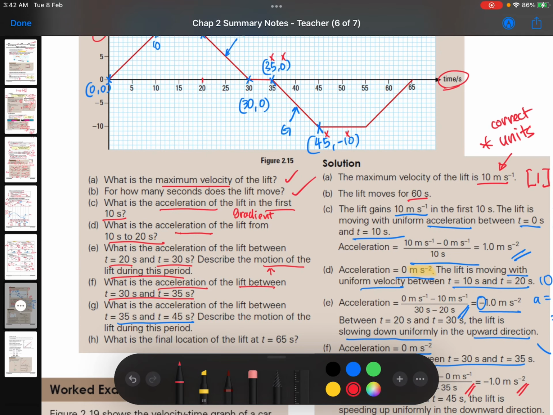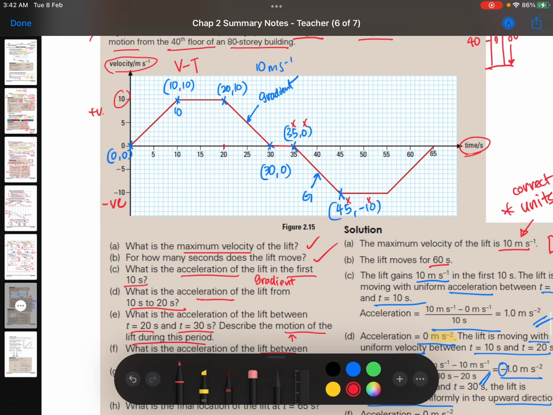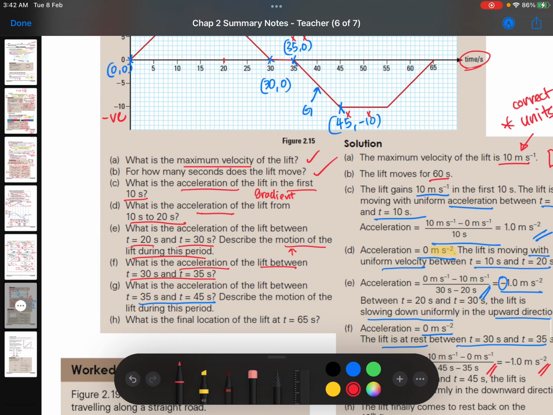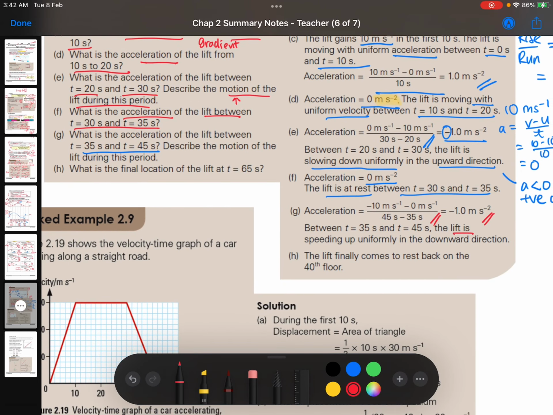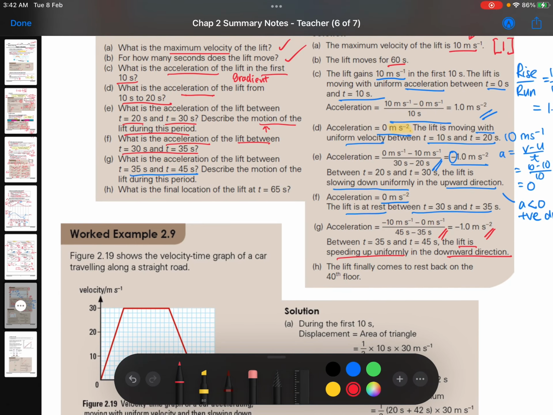But be very careful, here is minus and this is in the negative direction and here is the positive direction. Now you have minus 1 meter per second squared in the negative direction, which means that the lift is speeding up uniformly in the downward direction. And remember the earlier examples.